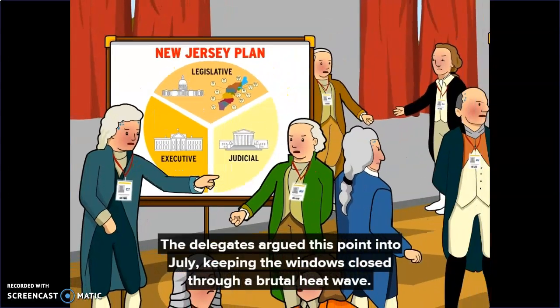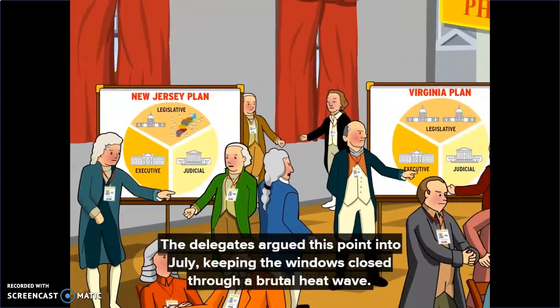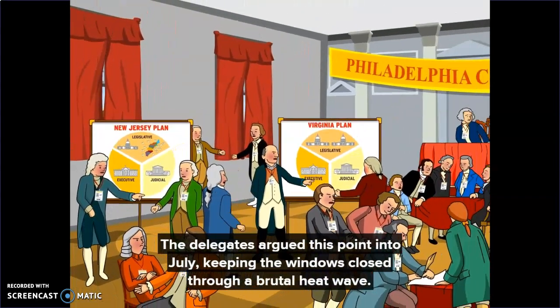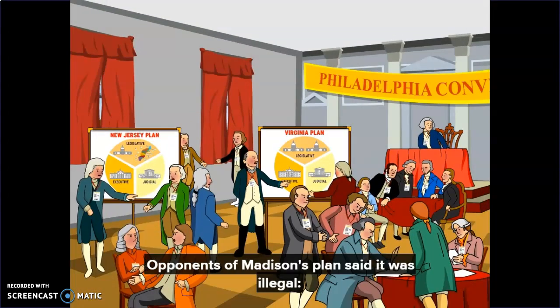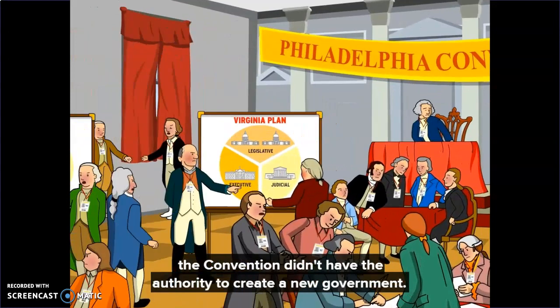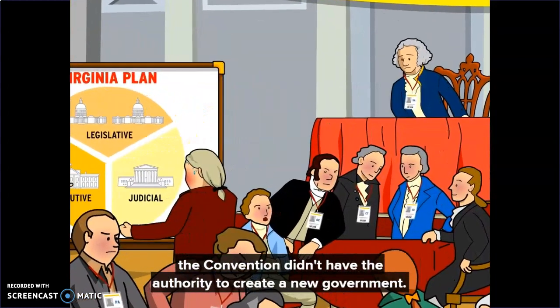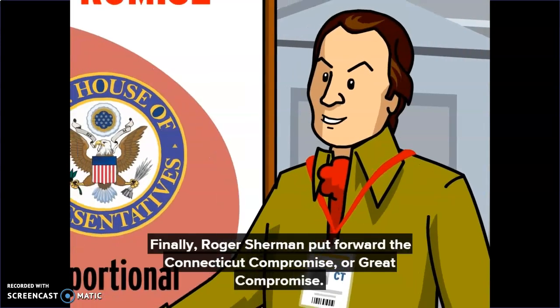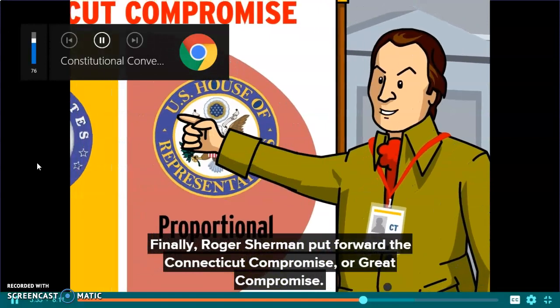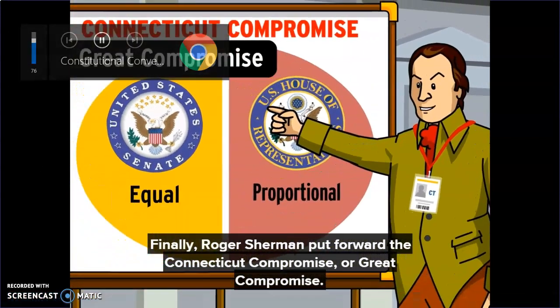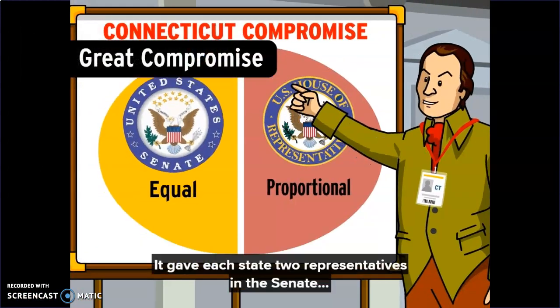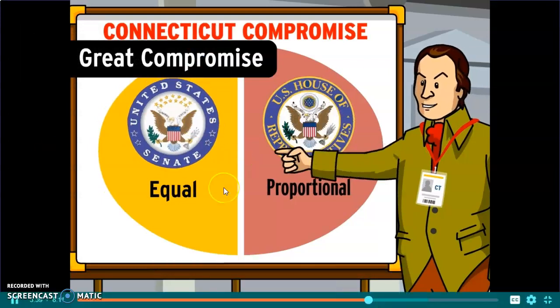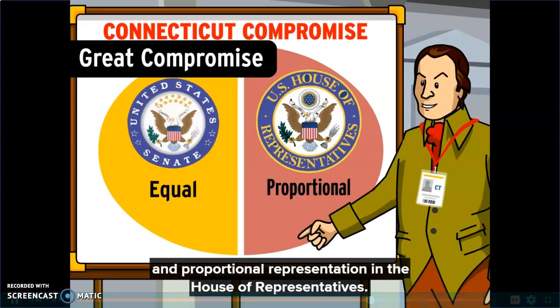The delegates argued this point into July, keeping the windows closed through a brutal heat wave. Opponents of Madison's plan said it was illegal. The convention didn't have the authority to create a new government. It seemed that there was no middle ground, and the convention would be a failure. Finally, Roger Sherman put forward the Connecticut Compromise, or Great Compromise. It gave each state 2 representatives in the Senate, and proportional representation in the House of Representatives.